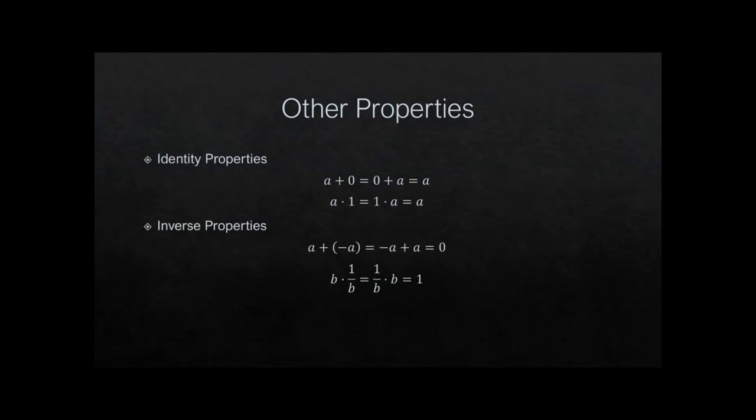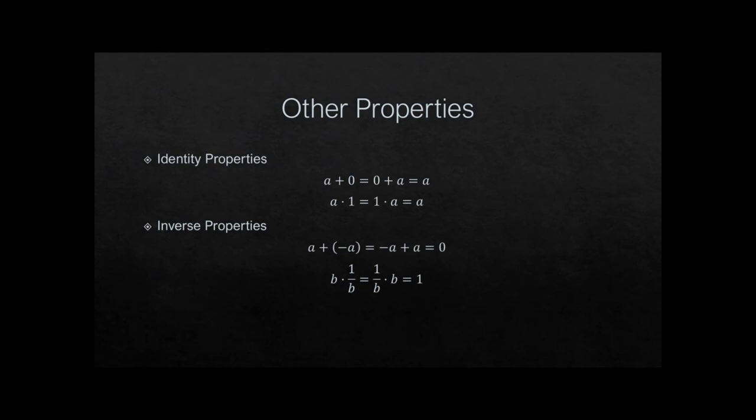So just some other properties to note that you should know are the identity properties, which is basically if you add 0 to a number, it remains unchanged, or it's identical. That's where the word identity comes from. Or if you multiply a number by 1 or 1 by a number, you get the number out. So it doesn't change it. It's still identical to what it was.